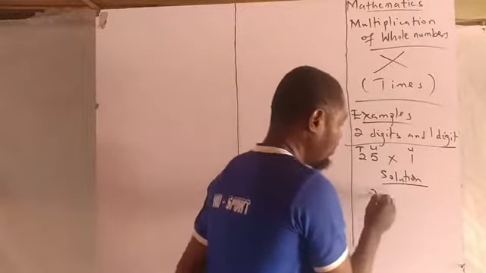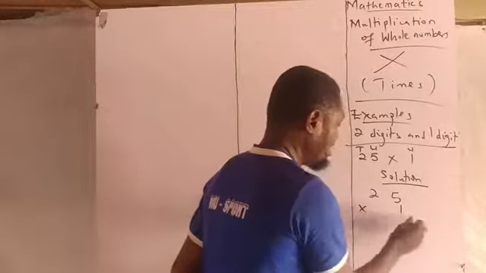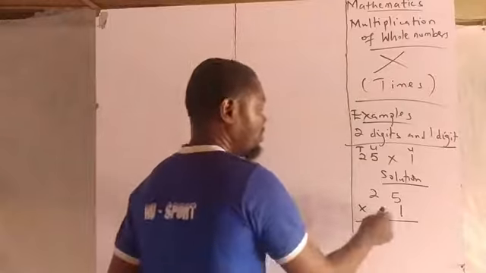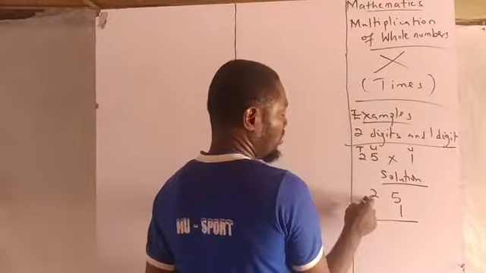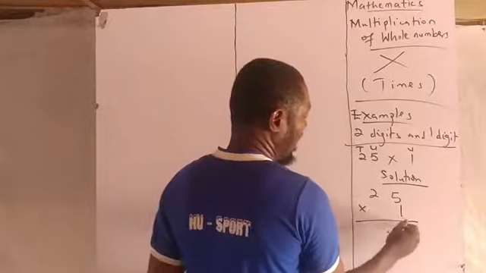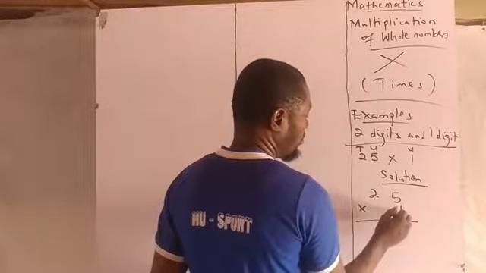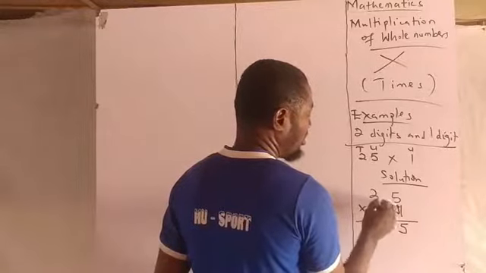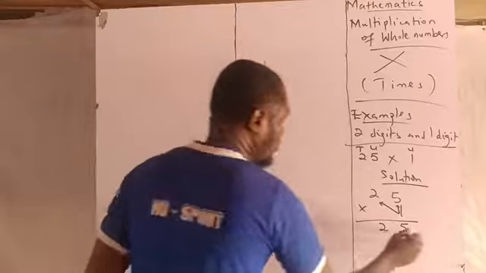You have 25. Put your unit under unit. Put your times sign. Then multiply. This number will be used to multiply this digit before this. So 1 times 5 is 5, and 1 times 2 is 2. You do this first, then you do this also. So your answer is 25.